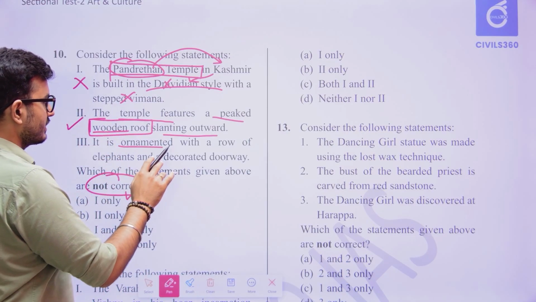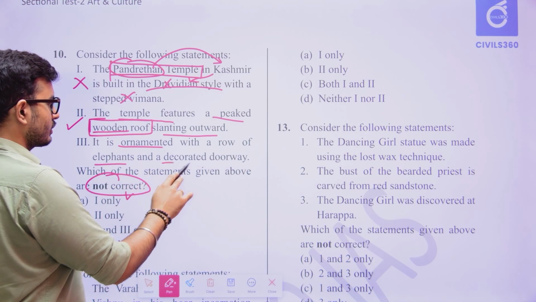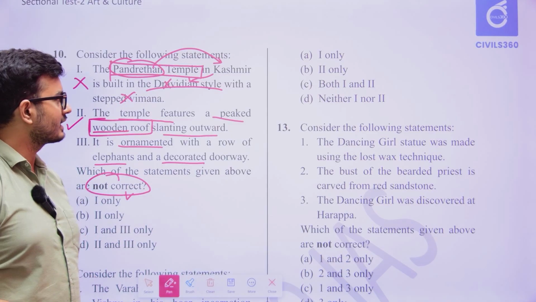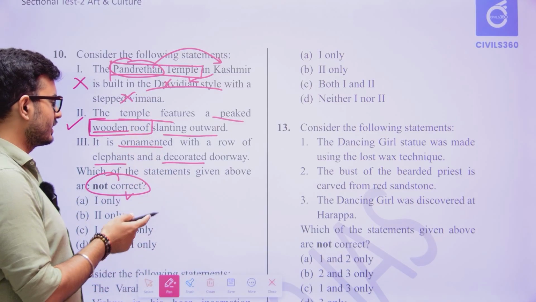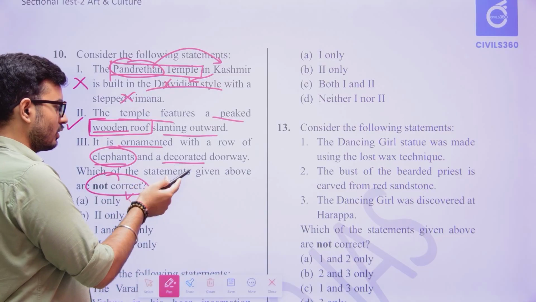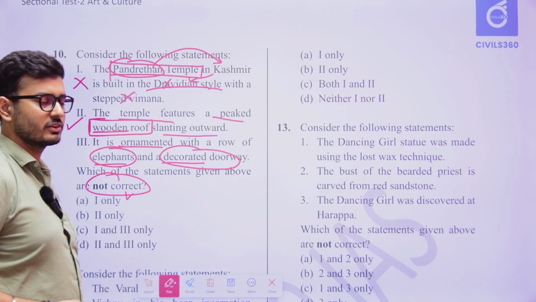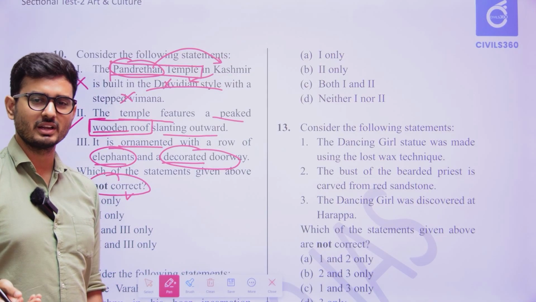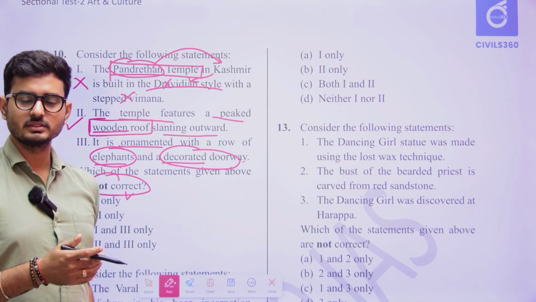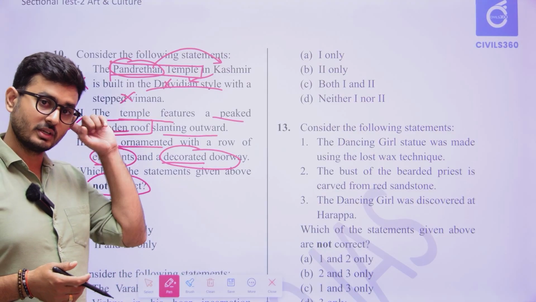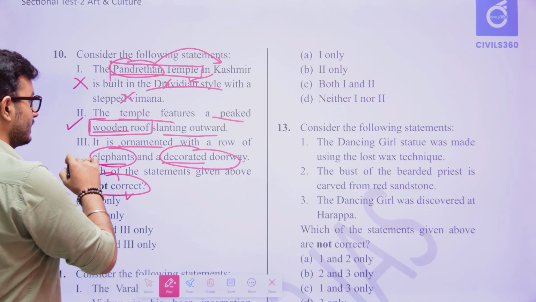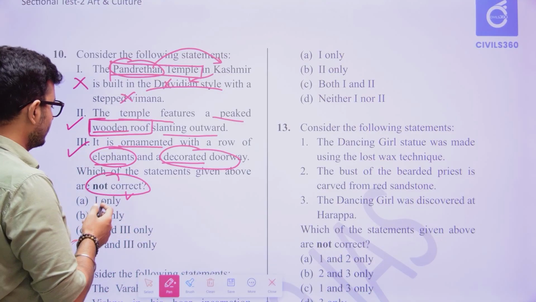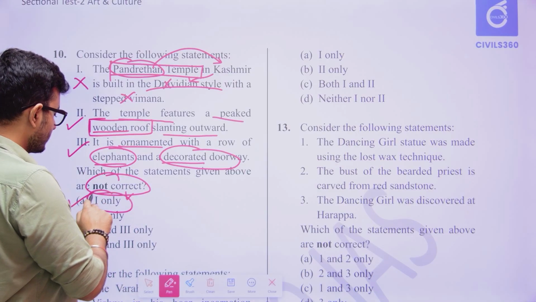It is ornamented with a row of elephants and decorative doorway. It is a very casual statement. In the whole of the temple, wouldn't there have been any single elephant or any single decorated doorway? There would have been, right? Even if you get one ancient remain there, the option becomes correct. So here it is very wide, and that is why this also becomes correct. So the first is incorrect, and the answer here is going to be A.